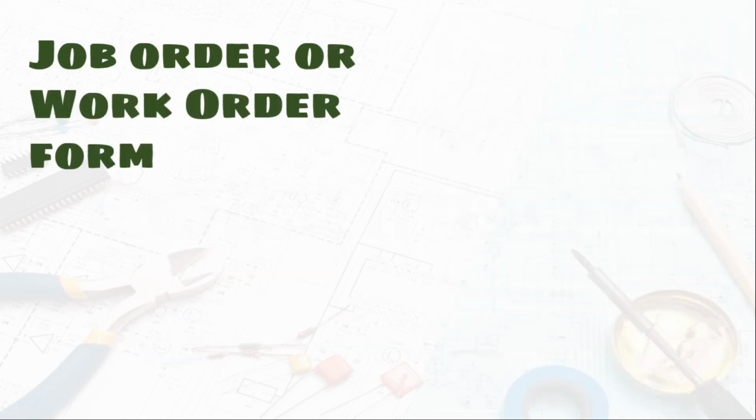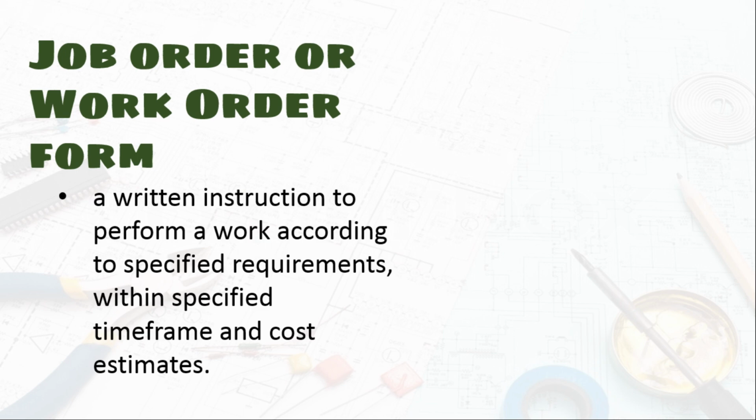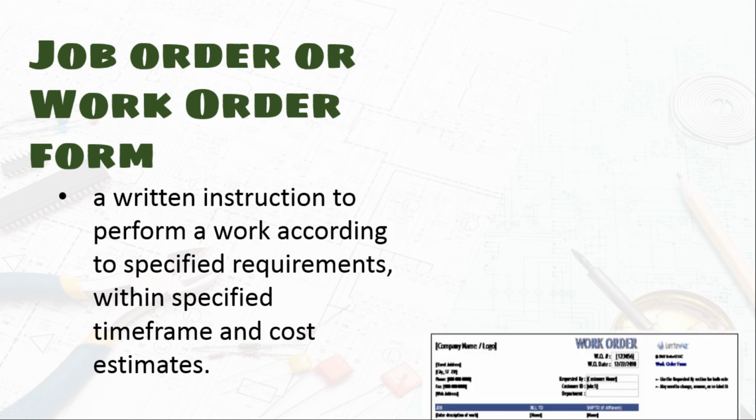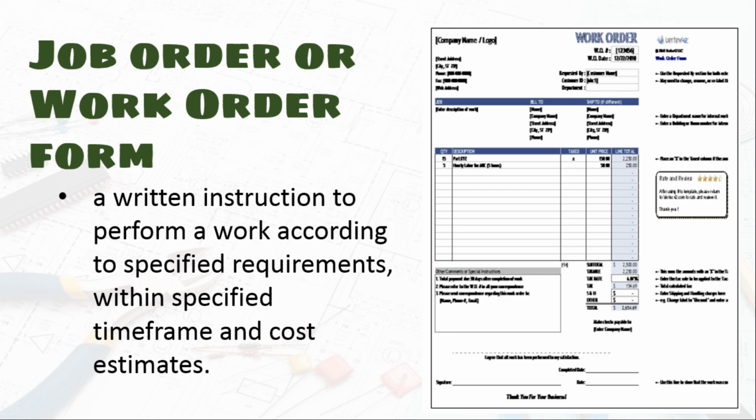Okay, next one, we have the job order or work order form. So it is a written instruction to perform a work according to specified requirements within specified time frame and cost estimates. Yan ang example ng isang work order form or job order form. So, naka-enumerate dyan kung ano ang trabahong dapat gawin ng isang tao. But from the word itself, job order, ano ba yung specific skill or work or job na kailangan mong gawin sa trabaho mo? Okay, so dyan siya nakalagay. Okay, so this is an example of a job order form.